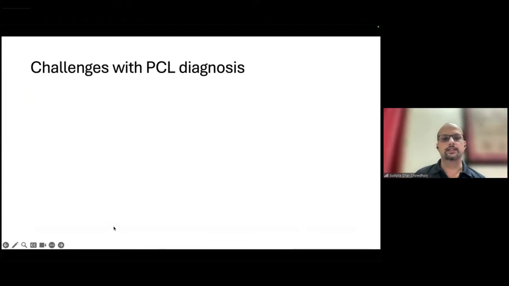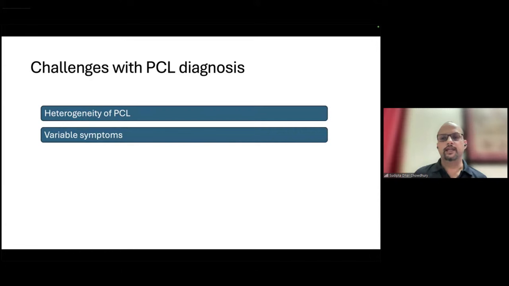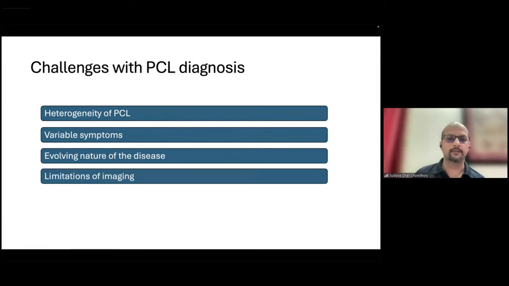So now we'll come briefly to the diagnosis of pancreatic cystic lesions. Now, there are certain challenges with the diagnosis of pancreatic cystic lesions. This includes primarily that the lesions are heterogeneous, they have variable symptoms, or the patient may be asymptomatic and the lesion is detected incidentally. There's the evolving nature of the disease. The patient can progress from benign to borderline malignant to malignant and therefore requires surveillance.